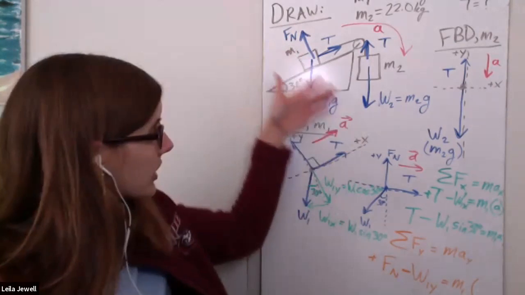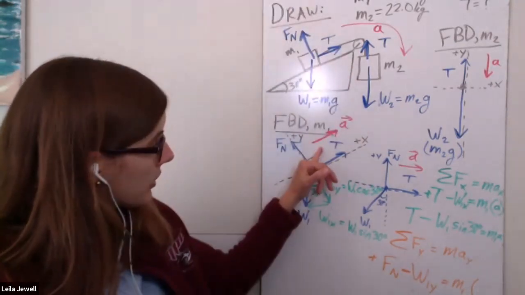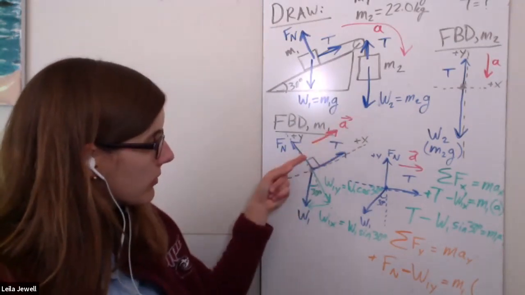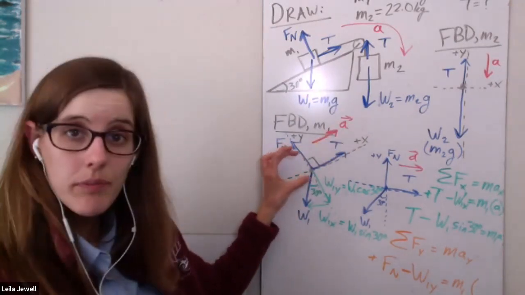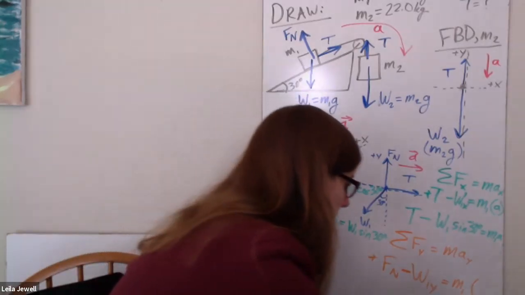It's not falling into the ramp. It's not bouncing off the ramp. In other words, in this picture, our acceleration is purely in the x direction. We don't even have motion in the y direction, up or down. So this acceleration is 0.